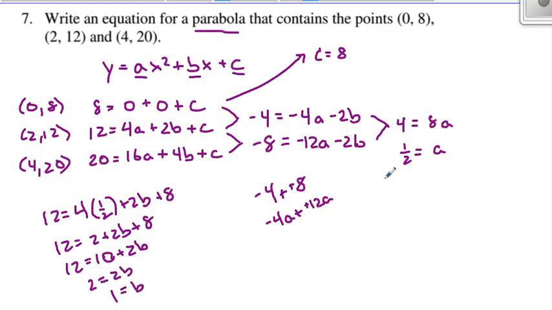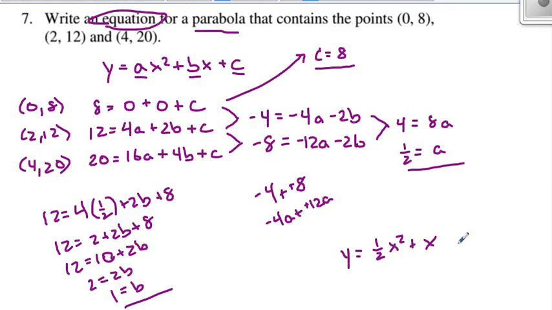So I now know a, I know b, and I know c, but I'm not done until I've actually written the equation that was asked for. So my final answer is y equals 1/2 x squared plus 1x, or simply x, plus 8. And there's the equation for the first parabola.